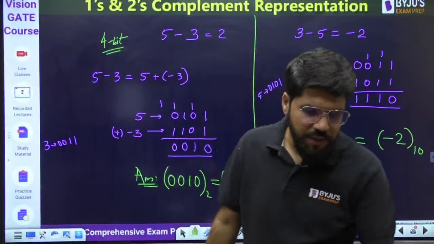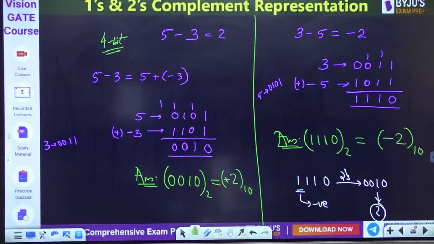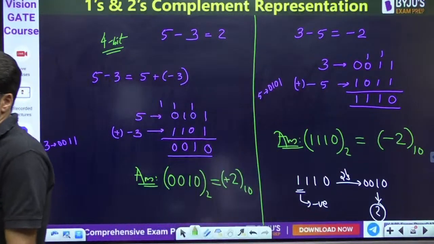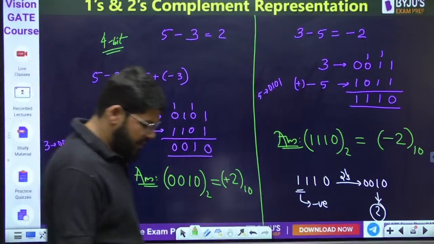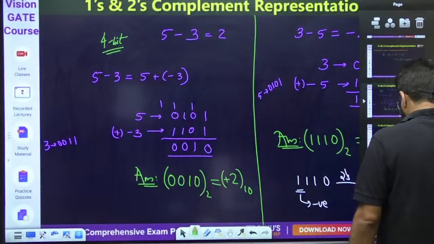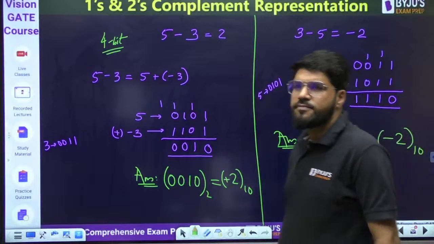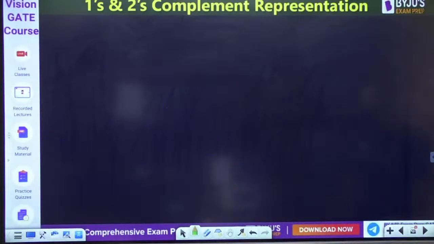Any doubt, please ask me. Hope that is clear to all of you. A simple, convenient machine known as the 2's complement machine. Okay, let's do the next.